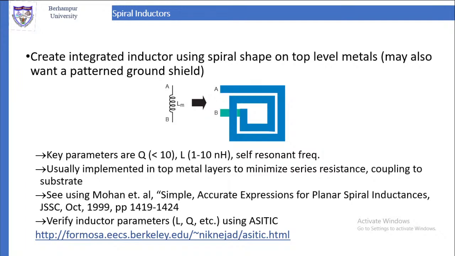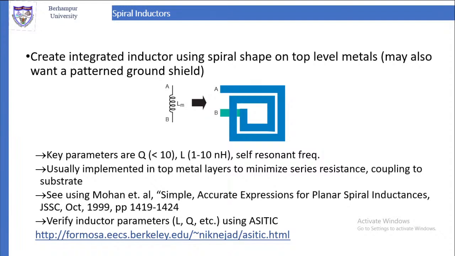So these spiral inductors create integrated inductors for integrated circuits using spiral shapes on top-level metals. Sometimes they require a patterned ground shield, but mostly you can avoid it. Below this, ground shielding is not always necessary. Sometimes it may be required. A key parameter is that its quality factor Q is less than 10.